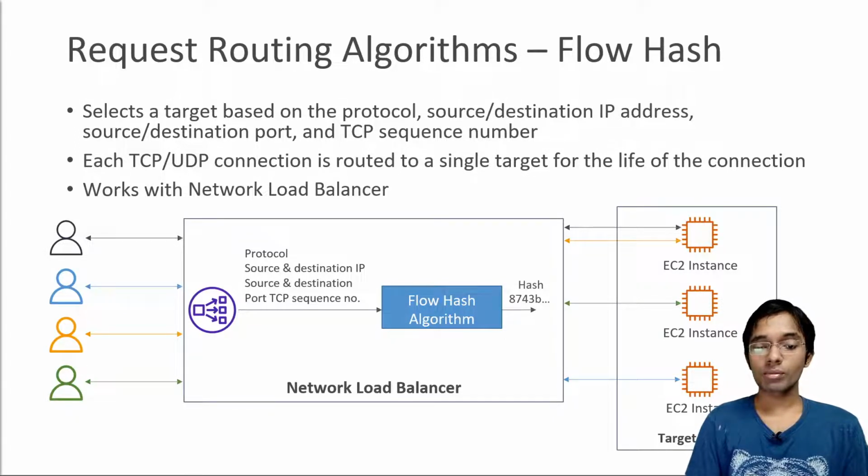Very simply, whenever a user makes a request to an EC2 instance, all the information I just mentioned is going to be hashed through a flow hash algorithm. Thanks to this hash number, it is going to route the same request from the same user to the same EC2 instance as long as the TCP connection is open. This is a specificity of the network load balancer.